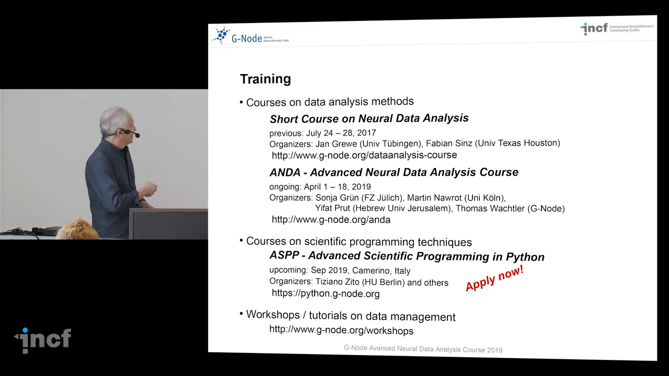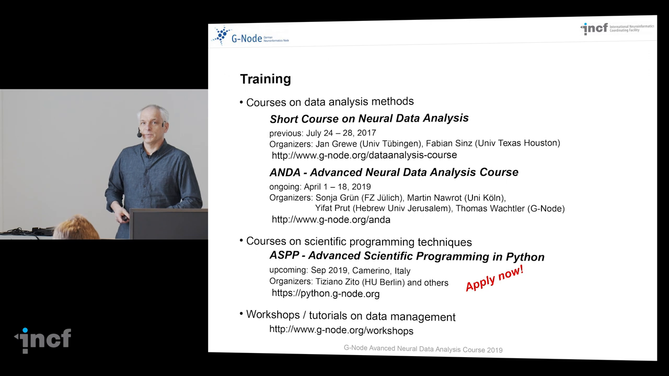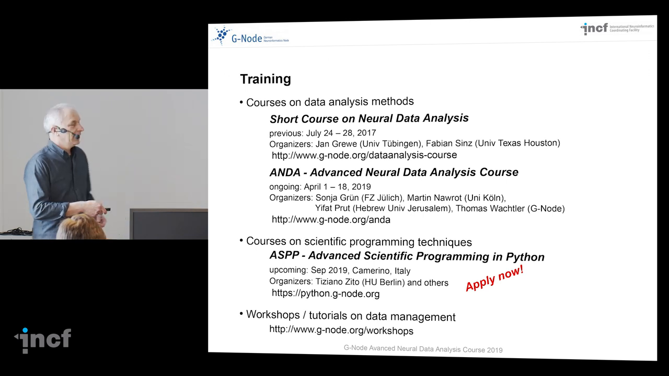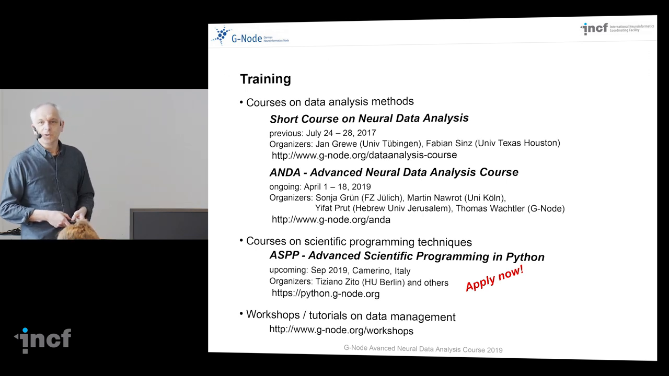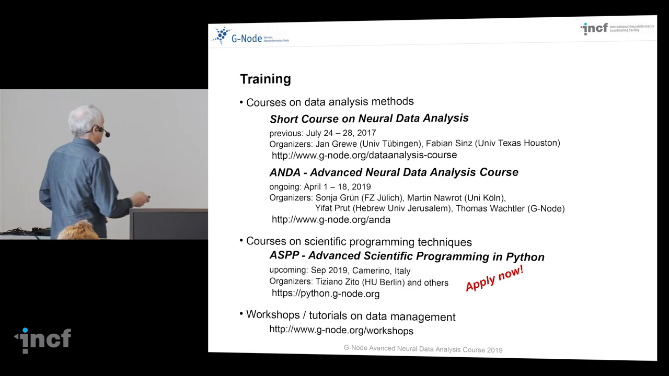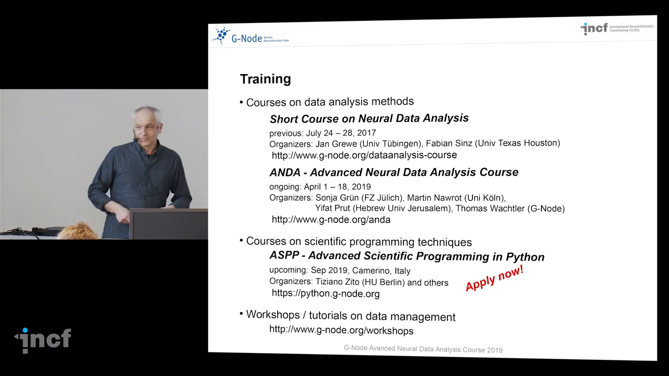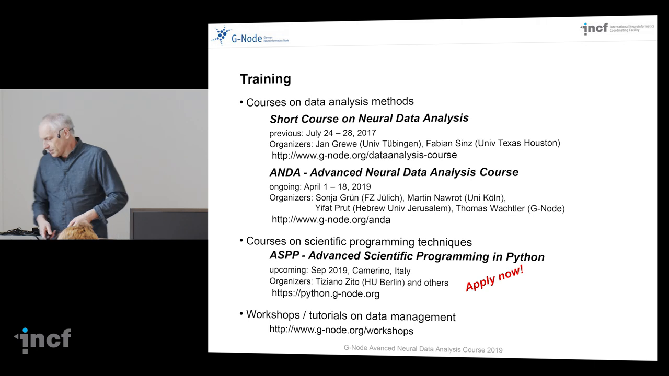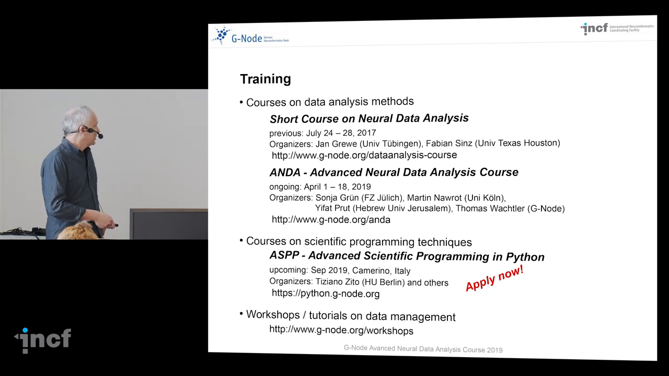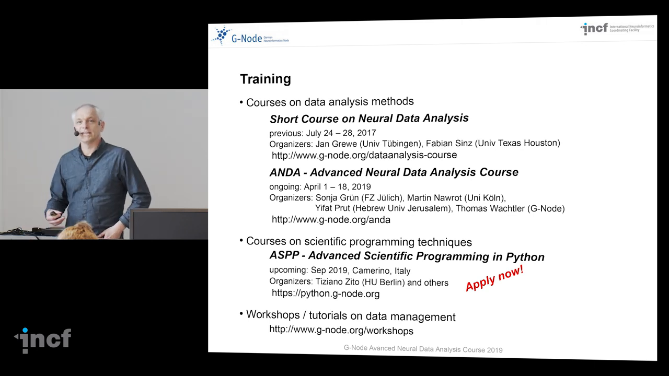This year, this will be held in September in Italy, and the application period is currently open. So if you're interested, please apply now. We're also running at irregular intervals workshops and tutorials on data management.